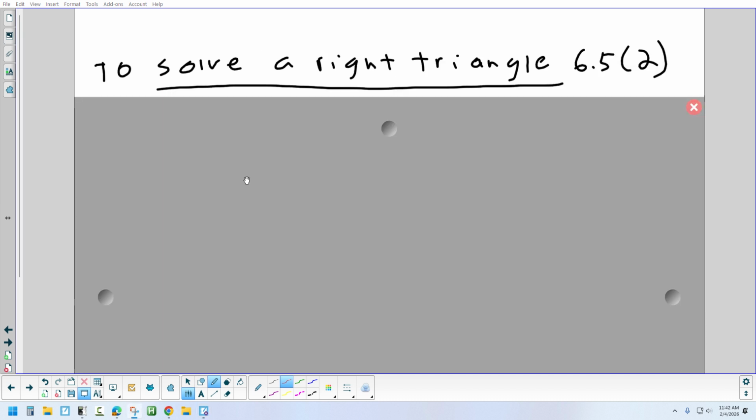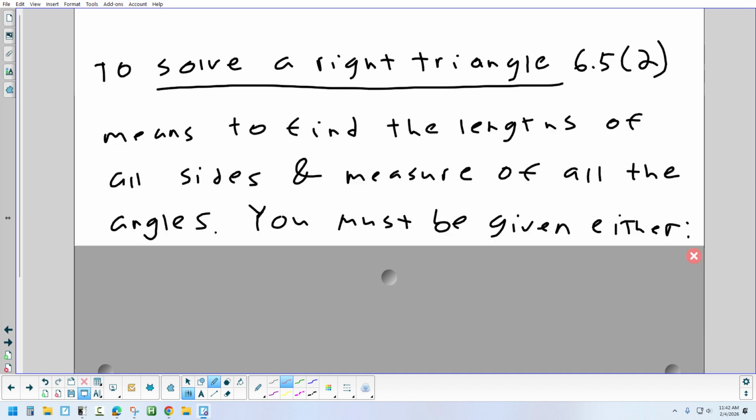All right, so the last thing we're going to look at in 6.5 is how to solve a triangle. We've been drawing a lot of triangles, but we haven't really solved any yet. Solving means to figure out how long every side is and how big every angle is. So there are 6 things.